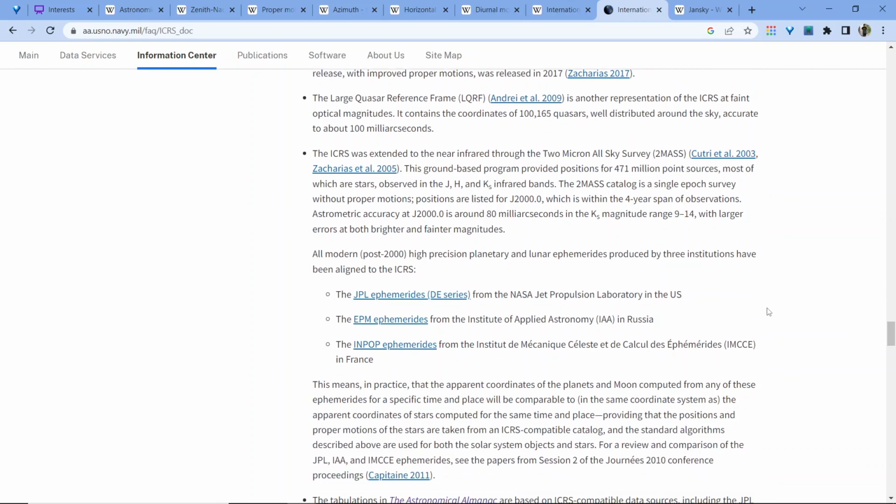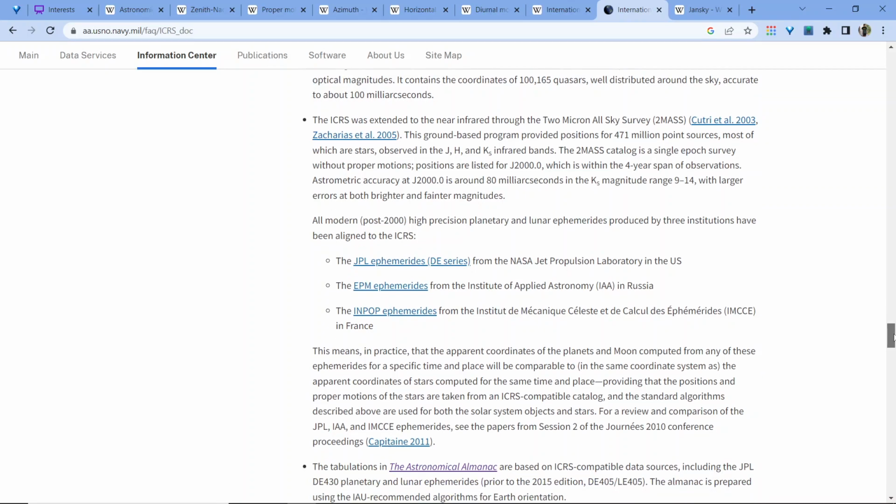All modern post-2000 high-precision planetary and lunar ephemerides produced by three institutions have been aligned to the ICRS: the JPL DE series of ephemerides from the NASA Jet Propulsion Laboratory in the U.S., the EPM ephemerides from the Institute of Applied Astronomy, IAA, in Russia, and the INPOP ephemerides from the IMCCE institute in France.